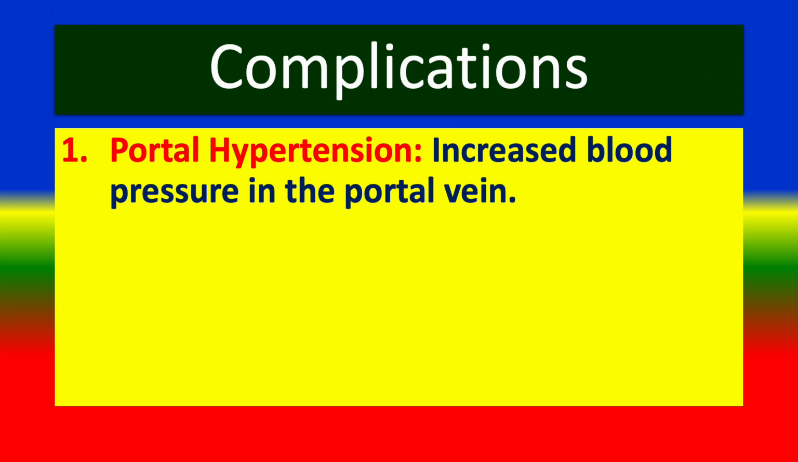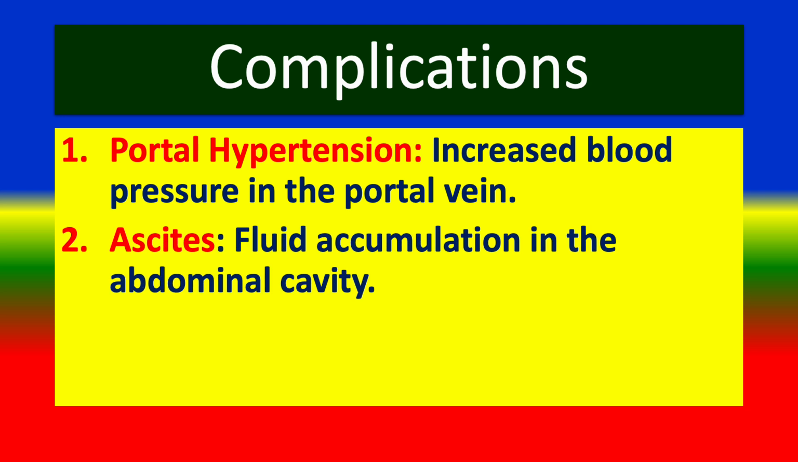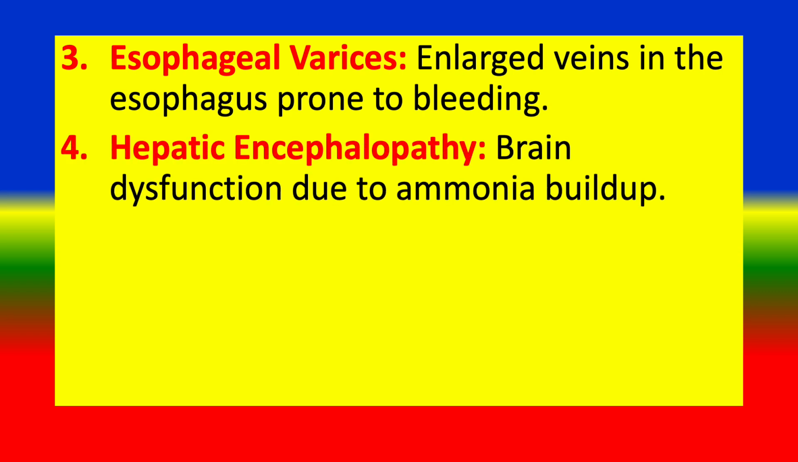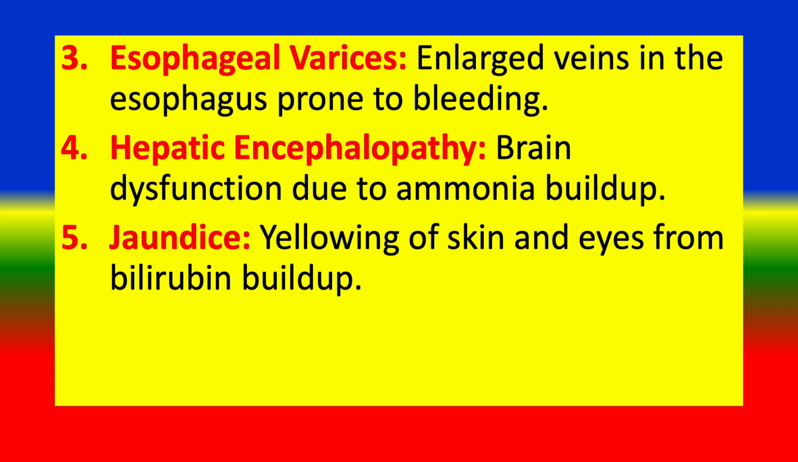Complications. 1. Portal hypertension, increased blood pressure in the portal vein. 2. Ascites, fluid accumulation in the abdominal cavity. 3. Esophageal varices, enlarged veins in the esophagus prone to bleeding. 4. Hepatic encephalopathy, brain dysfunction due to ammonia buildup. 5. Jaundice, yellowing of skin and eyes from bilirubin buildup.